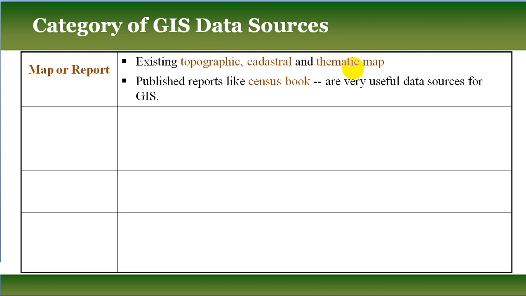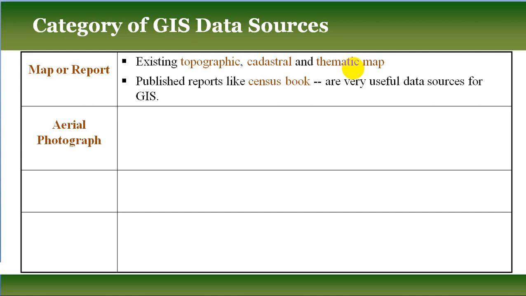Example of a report in any journal or any magazine: if you find any socio-economic data that is very useful for your project, those sorts of socio-economic data you can collect as attribute data. For example, a census book that you can use for storing and capturing attribute data.